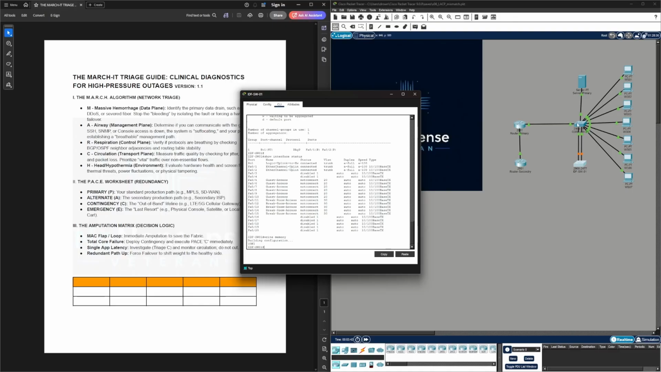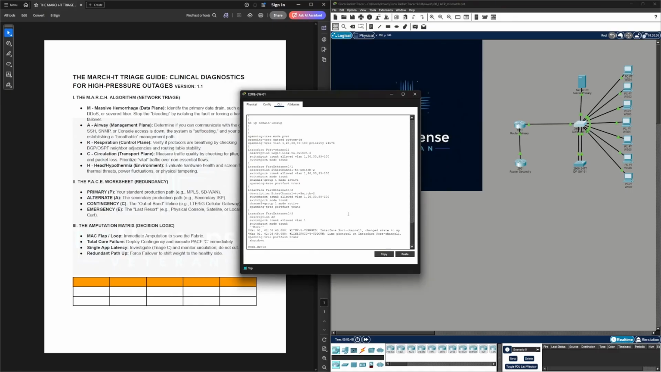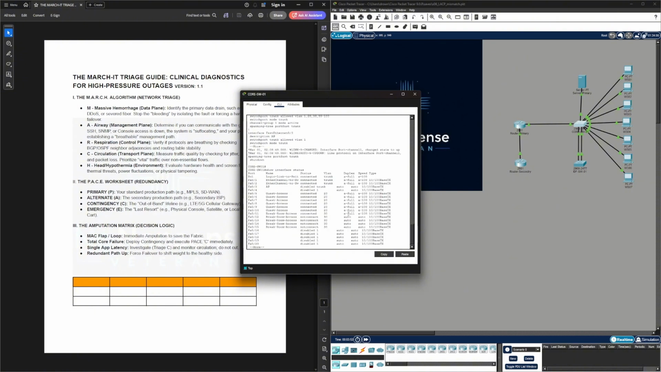Finally, we double check the core switch. Trust, but verify. Port channel 1 is connected. The control plane is healthy. Don't panic when the links go dark. Check the respiration. Triage first, troubleshoot second.